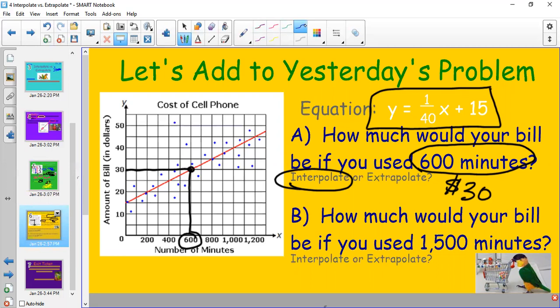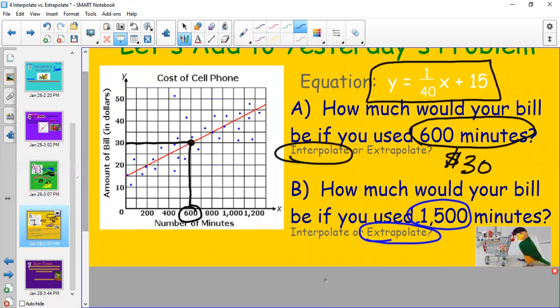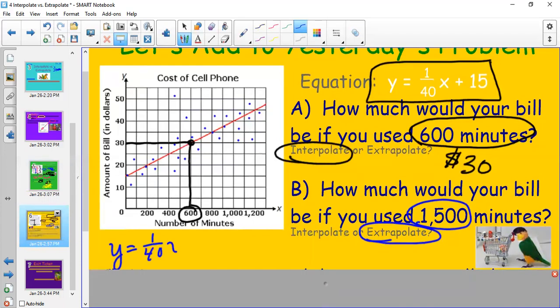Okay, I'm going to go to the next one. 1,500 minutes, that is off our graph. That means we are extrapolating and we need to use our equation. Our equation again was y equals 1 over 40 x plus 15. We found that yesterday, so I'm not going to go back and review that. Now 1,500, that was minutes. Minutes is our x-axis, so I'm going to take out the x and replace it with 1,500. Again, using a calculator would be very helpful here.